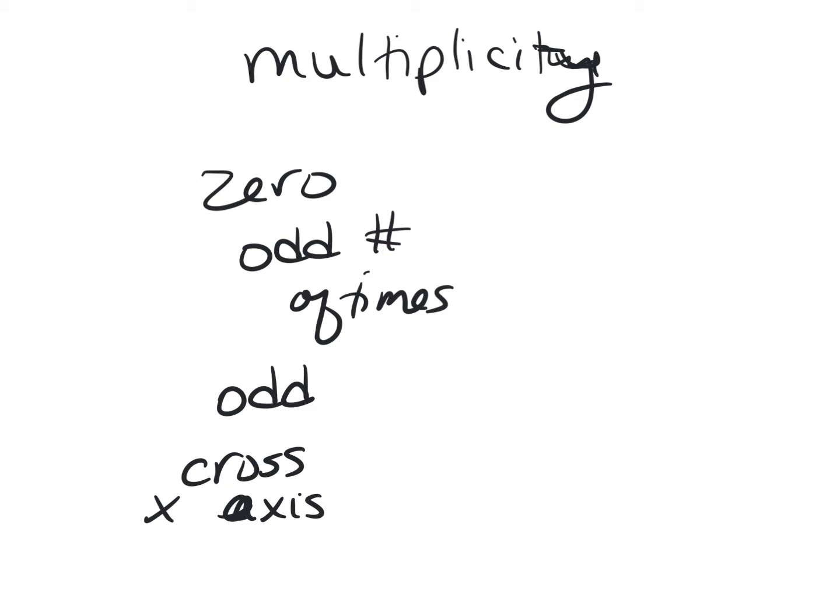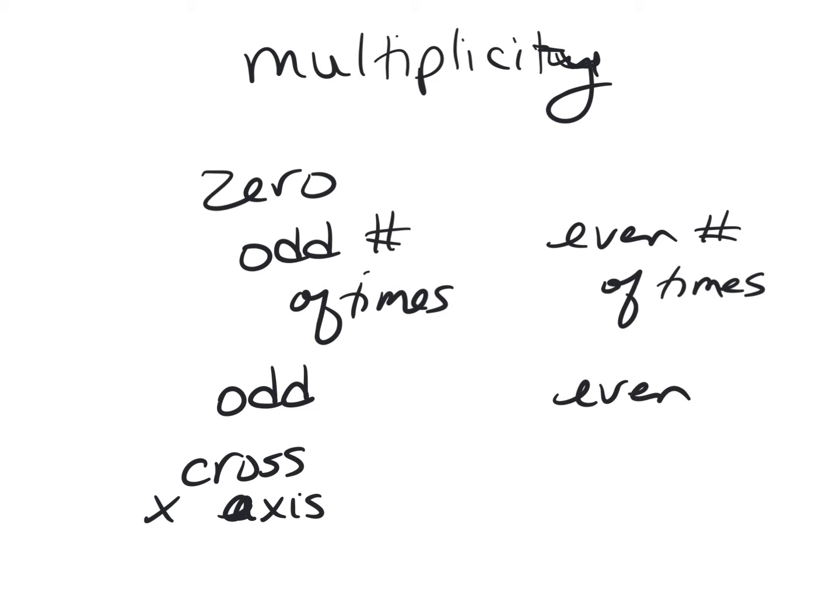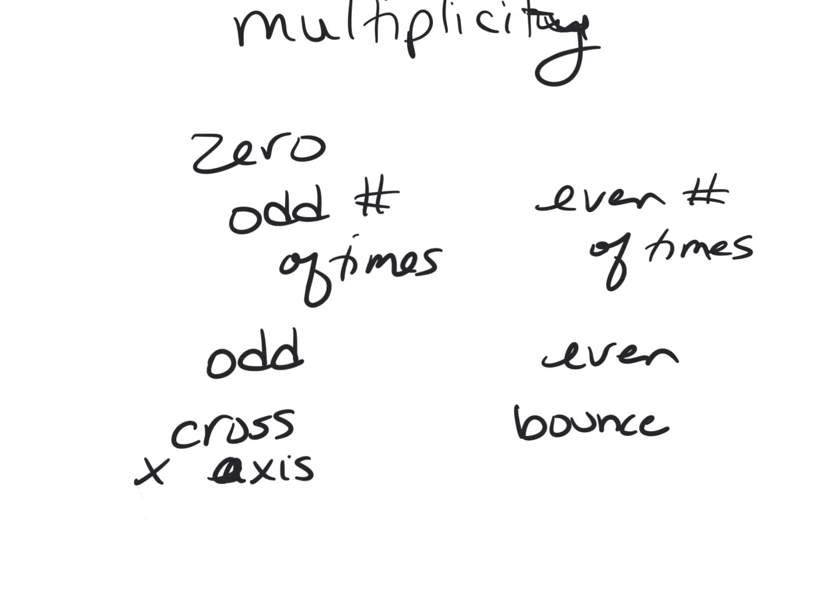When it occurs an even number of times, like 2 times, 4 times, 6 times, then it's said to have even multiplicity, and it's going to be like a bounce, meaning it's not going to cross the x-axis. It's going to come in, touch the x-axis, and then turn around and bounce back up. Touch and turn.